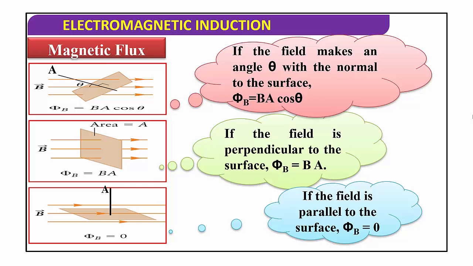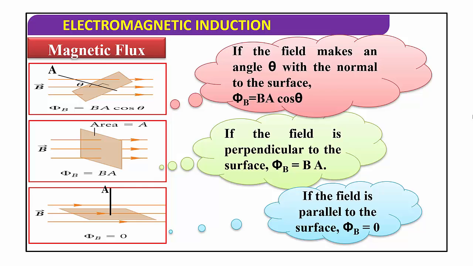What is magnetic flux? The number of magnetic field lines passing through the surface normally is called magnetic flux. Magnetic flux is denoted by phi B. Flux means flow, right? Then the equation is phi B equal to B dot A, dot product. So we can write BA cos theta. Theta is the angle between magnetic field lines and the normal drawn to the surface.